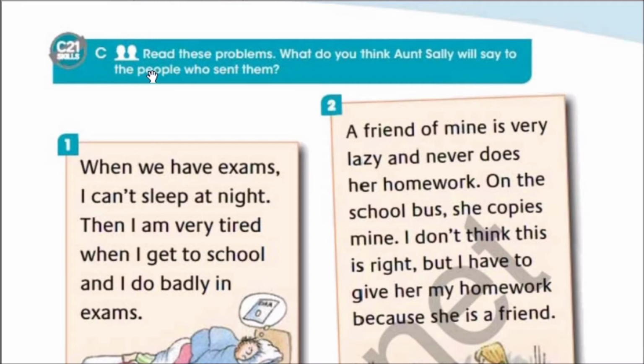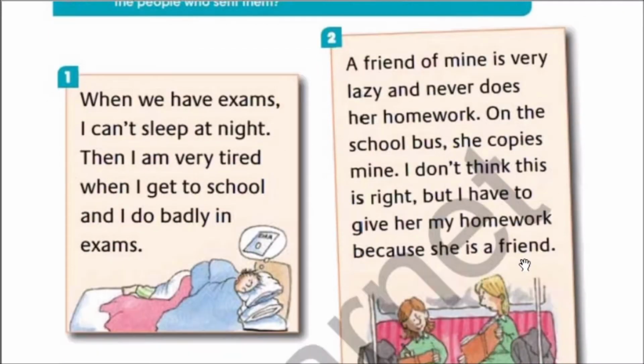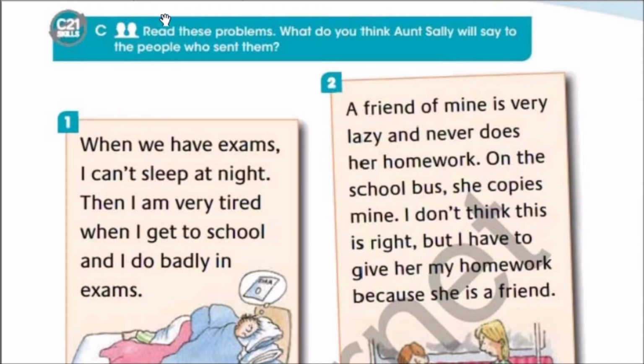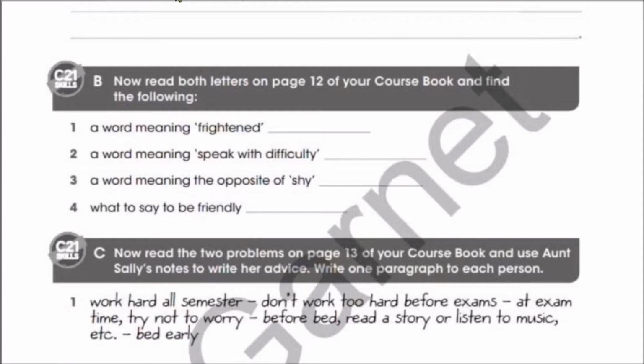Now let's go to the course book, page 13, question C. Read these problems. What do you think Aunt Sally will say to the people who sent them? Now here we have two problems, problem number 1 and problem number 2. You have to read them and then answer the questions. For this question, we will go back to it after we finish the workbook. Now let's go back to the workbook and answer these questions.